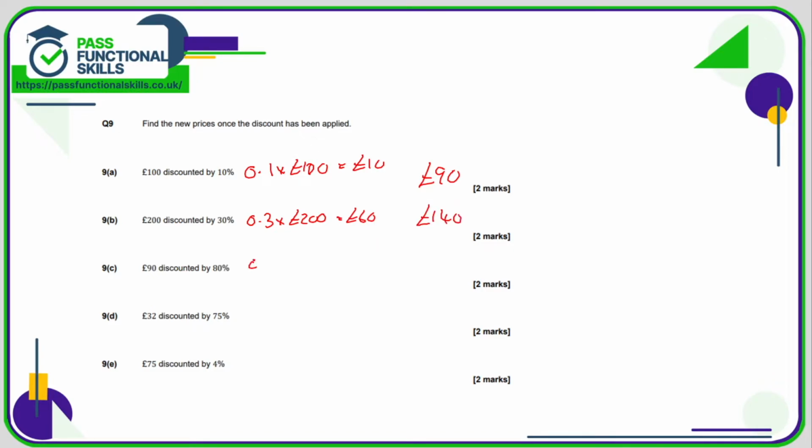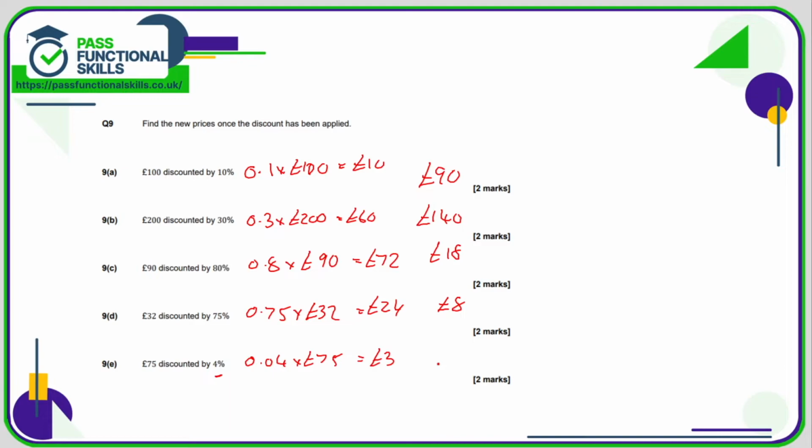What is 80% of 90? 0.8 multiplied by 90 is £72. Subtract 72 from 90, £18. 0.75 times 32 is 24. Subtract 24 from 32, we're left with £8. 4%, 0.04 times by 75. Again, be careful with the single digit ones. That works out as £3. So if we subtract 3 from 75, we're left with £72.